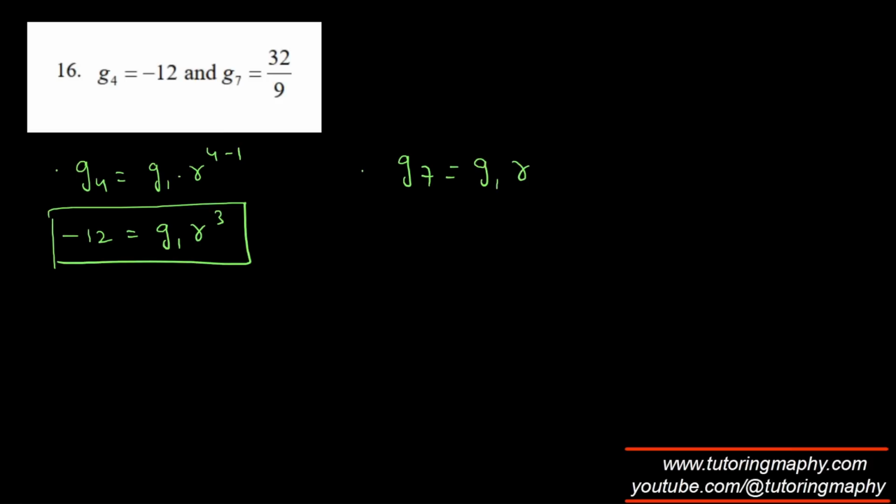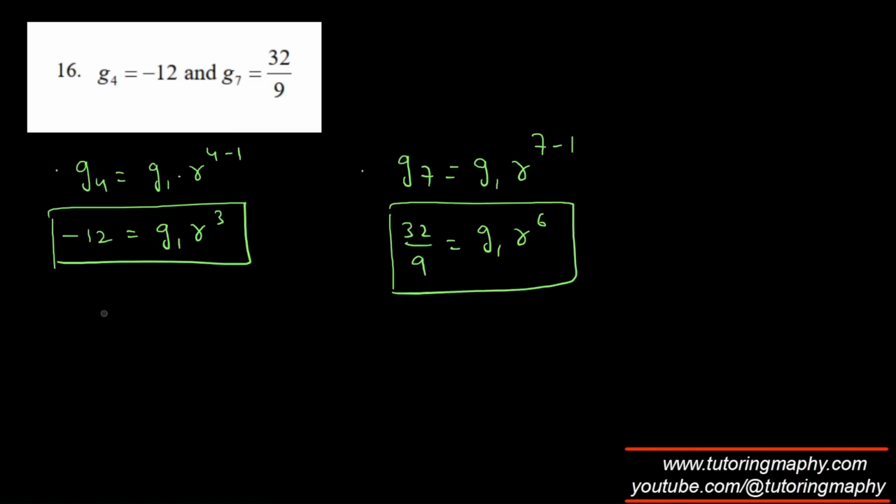Then G7 is equal to G1 R raised to 7 minus 1. So 32 over 9 is equal to G1 R raised to 6. Well, that's equation 2. Let's divide. I'll take this one first because that has a greater power. So left sides are 32 over 9 and negative 12, and the right sides are G1 R raised to 6 and G1 R cube. These two will be gone.